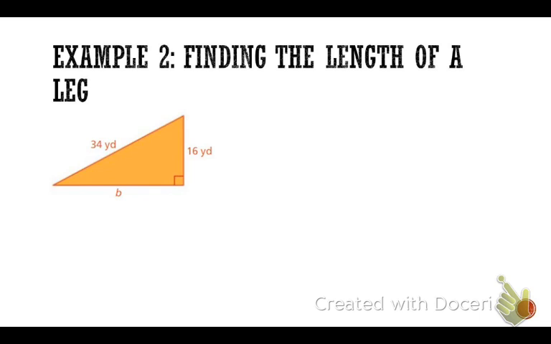All right, which one is my A value? Someone raise your hand and tell me. Which one is A? Come on, guys. Which one's A, Xavier? 16. Thank you. 16 squared plus B squared equals 34 squared.